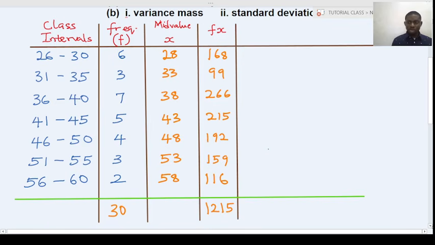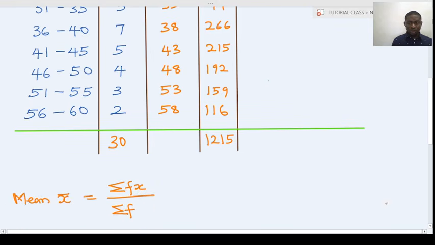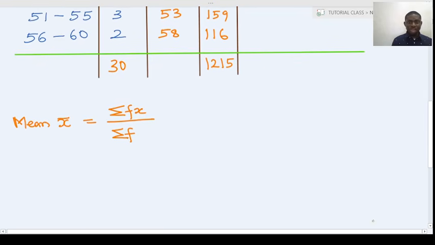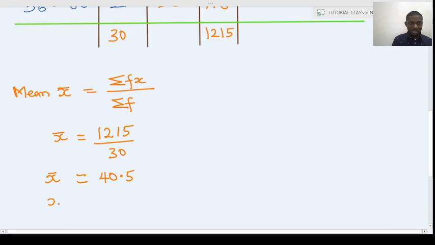So now we can go to calculating our mean. The mean is equal to summation fx, which is 1215, divided by summation f, which we have here as 30. And when we do this, this gives us 40.5. That's our mean. So the mean mass of the patients can be approximated to, let's approximate it, the mean is approximately 41.